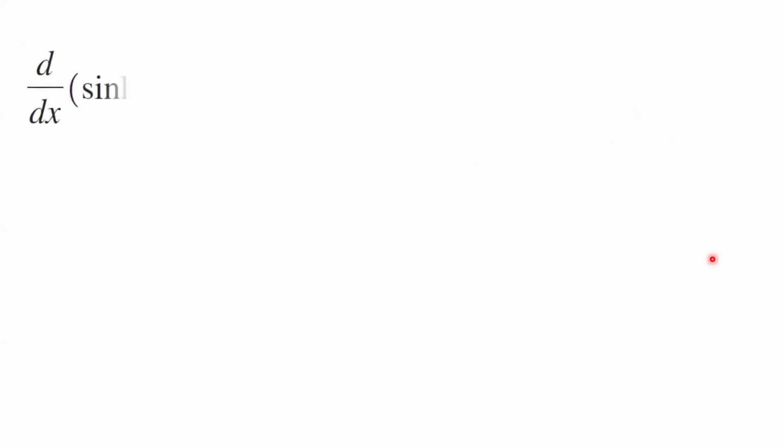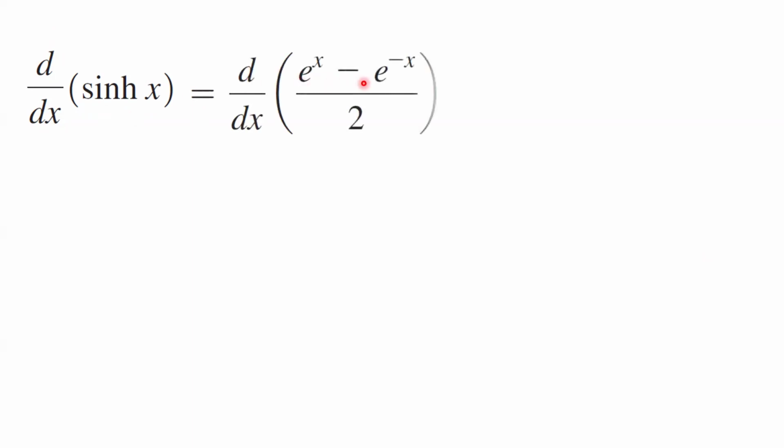Now we're interested in finding the derivative and then the integral of these types of functions. d dx of hyperbolic sine of x is the derivative of e to the x minus e to power minus x divided by 2, which in turn is e to the x plus e to power minus x divided by 2. And as you know, it's the definition of hyperbolic cosine. So the derivative of hyperbolic sine is the same as hyperbolic cosine.